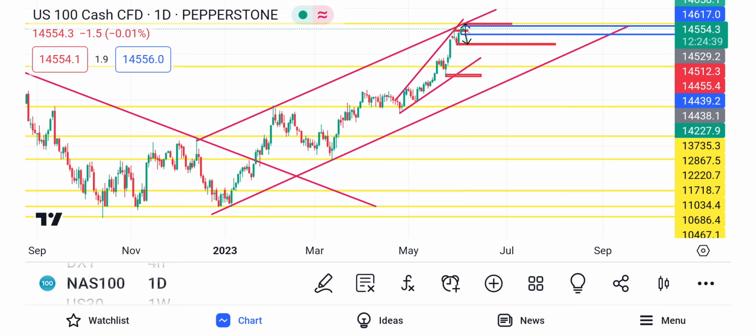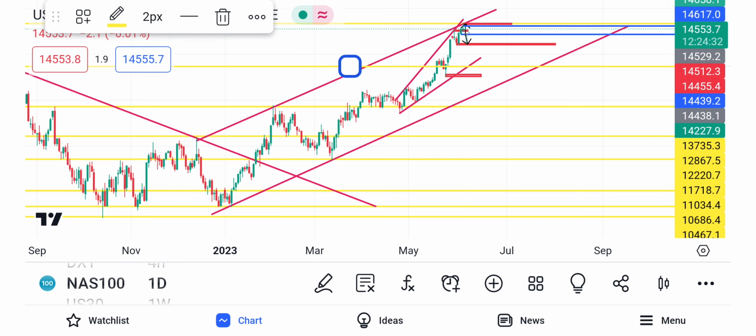Remember, guys, this is NAS100. On the daily time frame, what I identified was this uptrend line, guys. This uptrend line. That's what I saw on a daily time frame. Remember, you don't have to force trends. If there's nothing you see, there's nothing you see. You then move to another time frame, which is the 4 hour time frame.